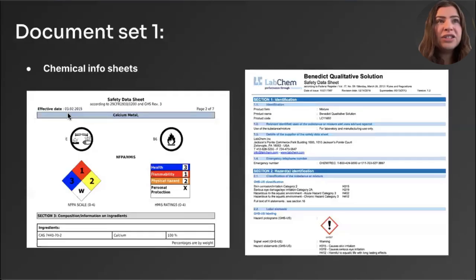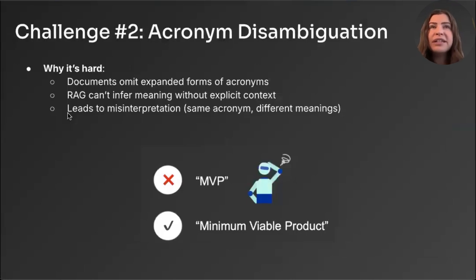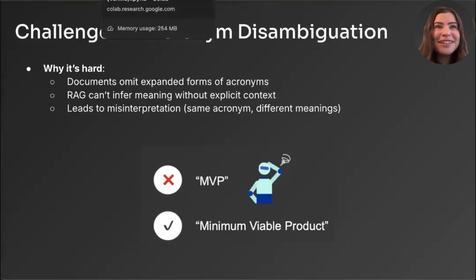Great. Now, our next challenge that we'll talk about is acronym disambiguation. Documents omit expanded forms of acronyms. They can't infer the meaning without explicit context. And the same acronym can have multiple meanings. For example, MVP: minimum viable product, most valuable player. So we'll go back to our chemical examples here.